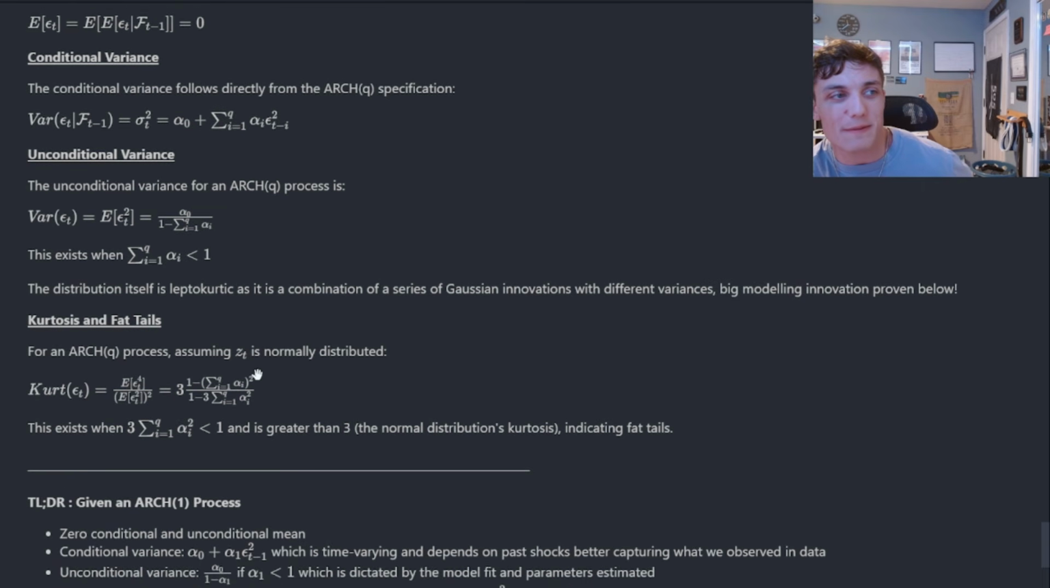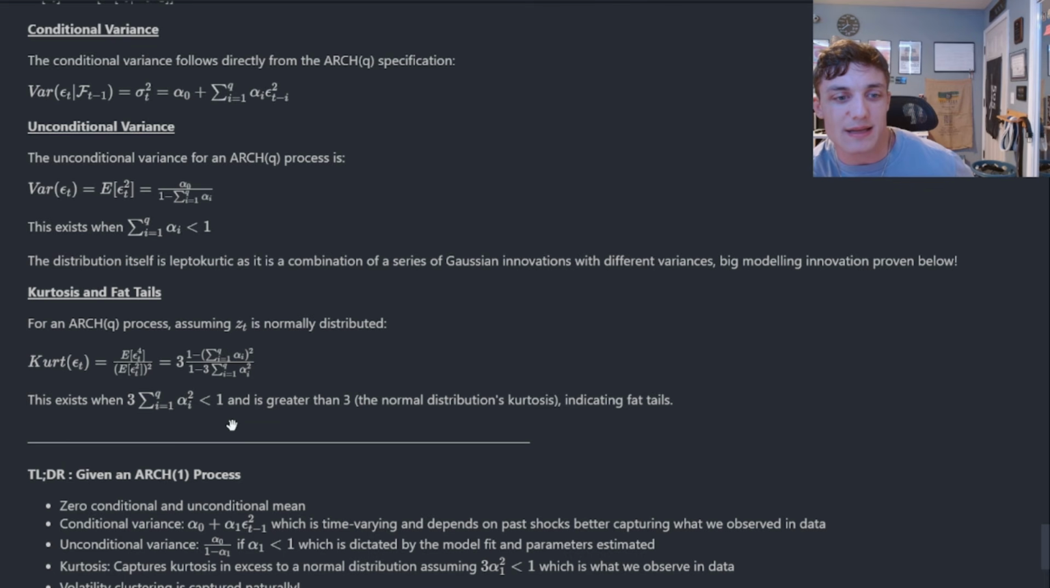Well, we can just go about computing the kurtosis value. And if we do that, we can see this exists so long as we don't have 0 in the denominator, and we're not dealing with some sort of negative value, and we have a value greater than 3, there will be fat tails. So we can actually ensure mathematically, given some sort of fit, that we are accounting for this excess kurtosis observed in volatility in the data.